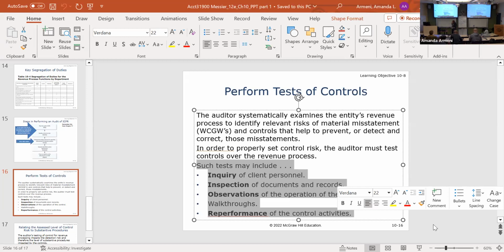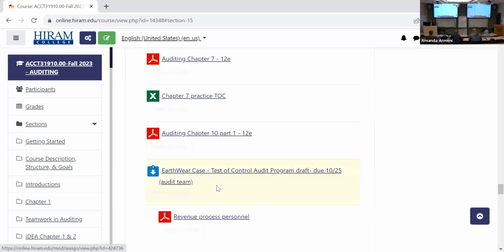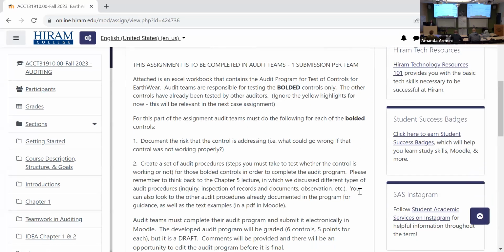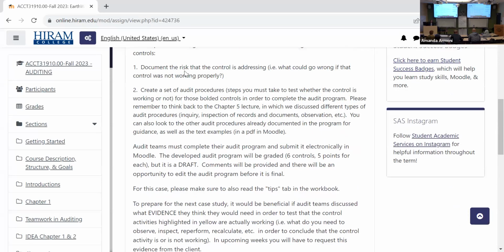Okay. So your case study for Earthware is available to you in this assignment. In Moodle, if you click on the Earthware Test of Control Audit Program Draft Assignment, you should see an Excel spreadsheet, okay? And I've included a list of requirements, but I'm going to walk you through what my expectation is right now, okay? If you open that Excel spreadsheet, it will look like this.